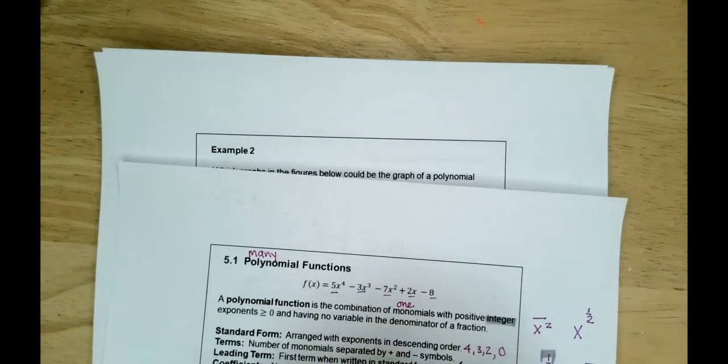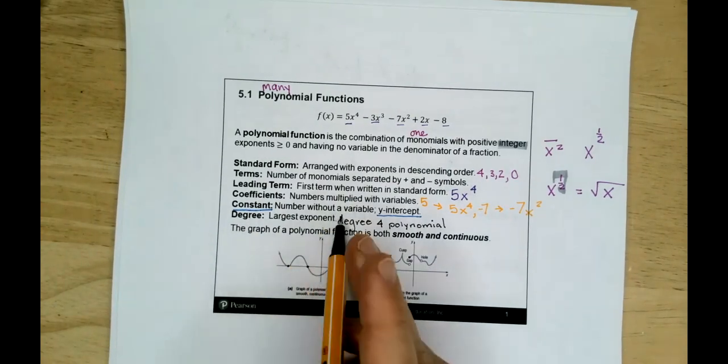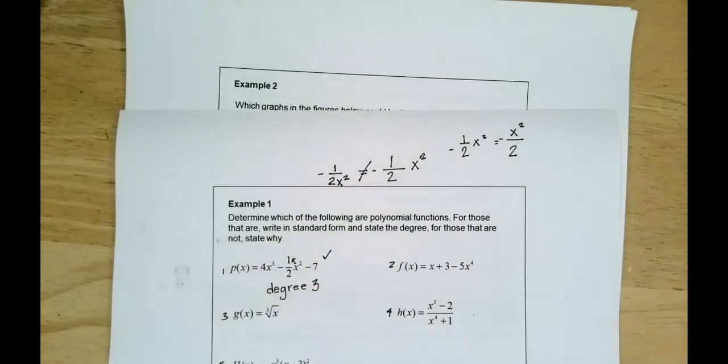So here we have degree for 5x to the fourth minus 3x cubed minus 7x squared plus 2x minus 8. It is a degree 4 polynomial. Or you could say a polynomial of degree 4. Oh, I'm sorry, you couldn't even see that. Your degree is your largest exponent, so this largest exponent is a 4. So this would be a degree 3 polynomial.